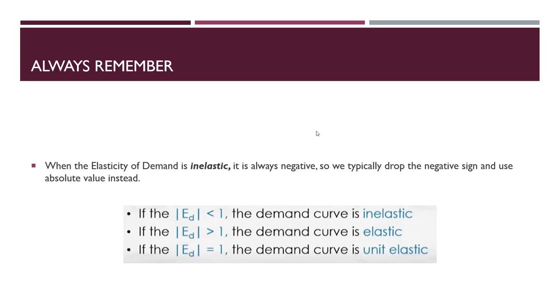So this is all you need to remember in determining if the demand is inelastic or elastic. If the elasticity of demand you get is less than 1, it is inelastic. If it is greater than 1, the demand curve is elastic. And if it is equal to 1, the demand curve is unit elastic. Of course, anything lower than 0 is negative, so we can drop the negative sign and just get the absolute value. So remember, if less than 1, lower than 1, inelastic. If more than 1, the demand curve is elastic.